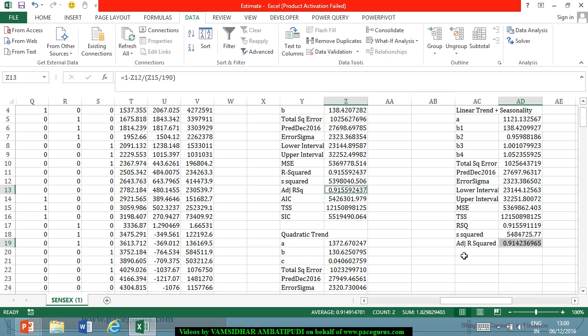So even based on the adjusted R squared, it can be seen that there is no seasonality in the data, only a linear trend is sufficient. Even we can go with AIC as well.